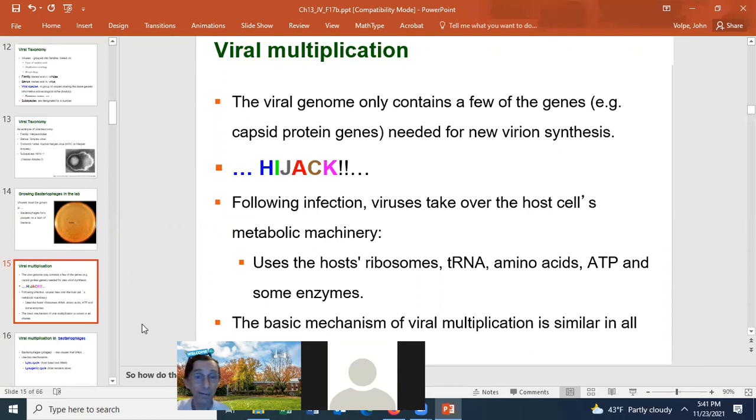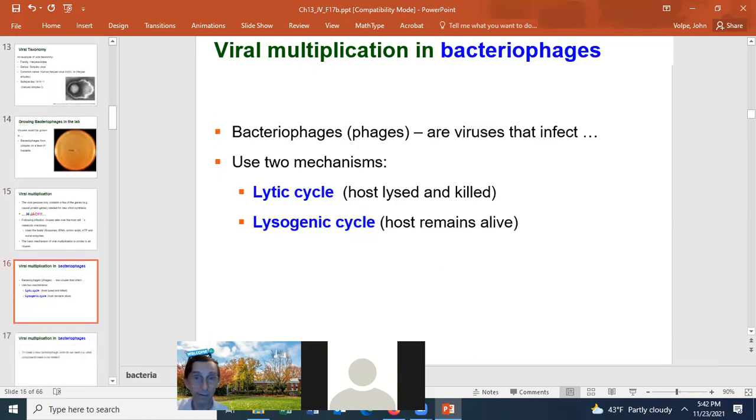And how does the virus multiply and replicate in the host cell? The virus hijacks the host cell. The virus infects the cell, takes over the host cell's metabolic machinery, and then uses the cell's machinery to replicate new viruses. The virus will use the host cell ribosomes, tRNA, amino acids, ATP, and some of the host cell enzymes, and use all of those to replicate the virus. The basic mechanism for viral multiplication is similar in all viruses and all infected cells.